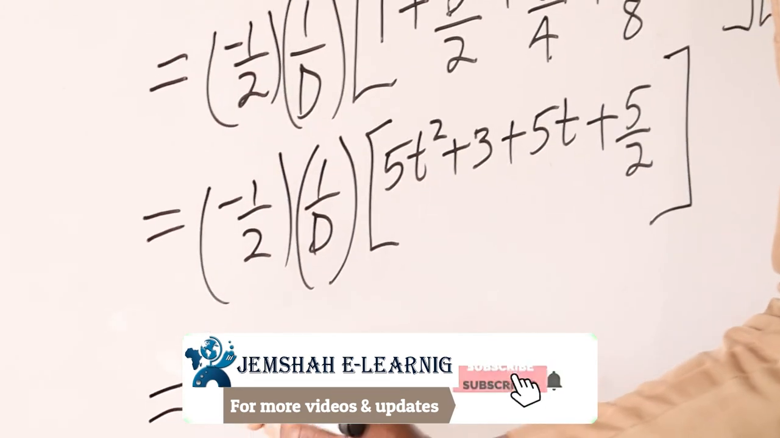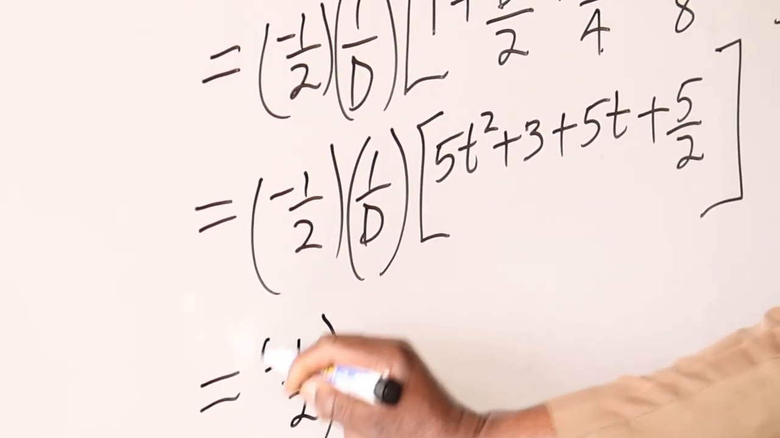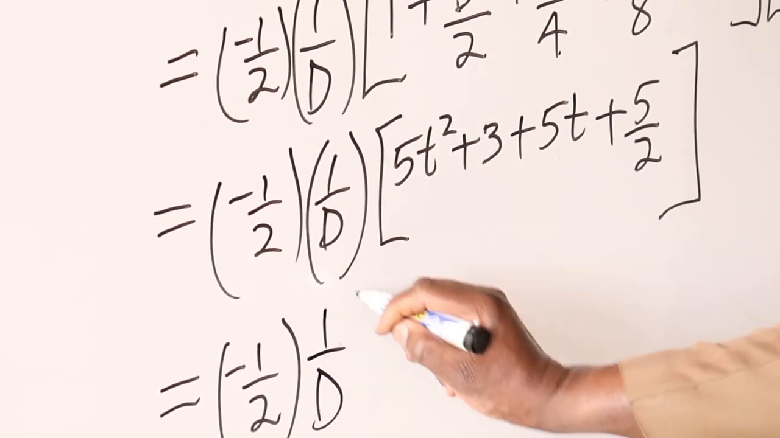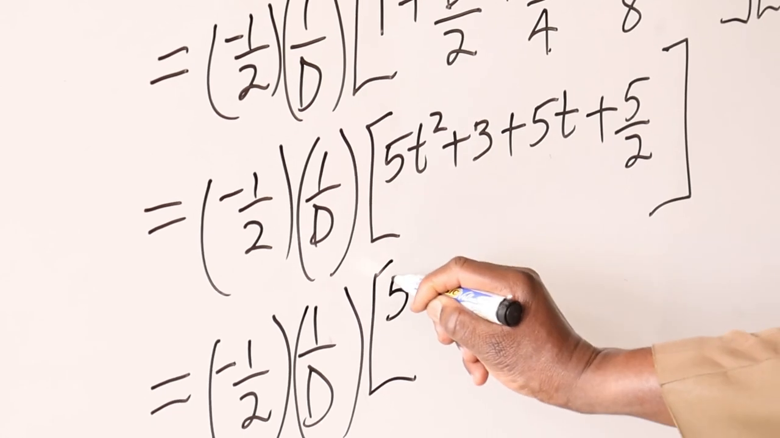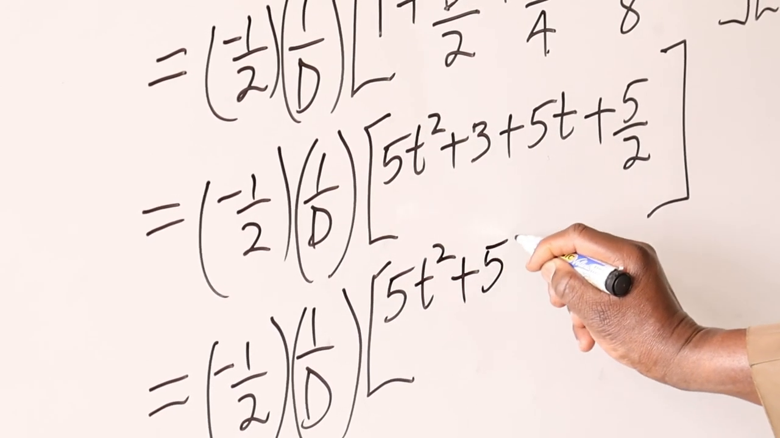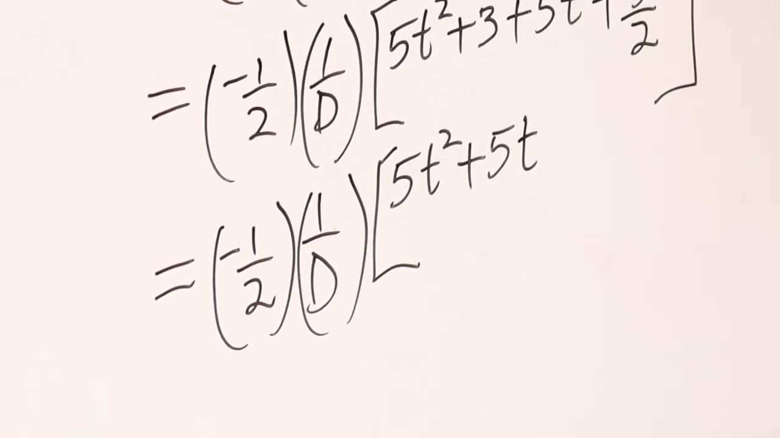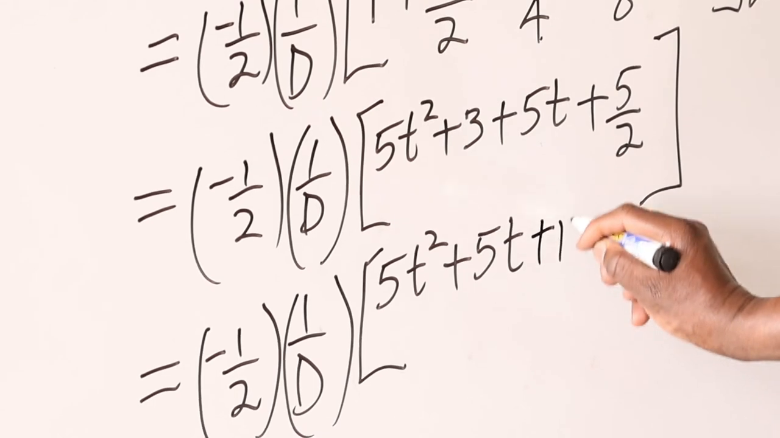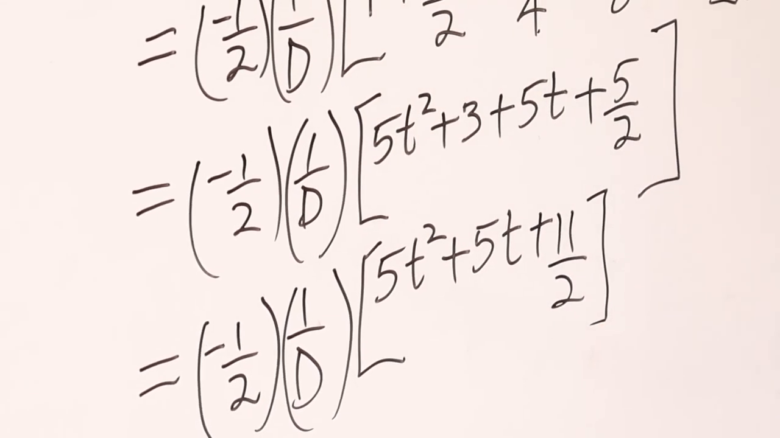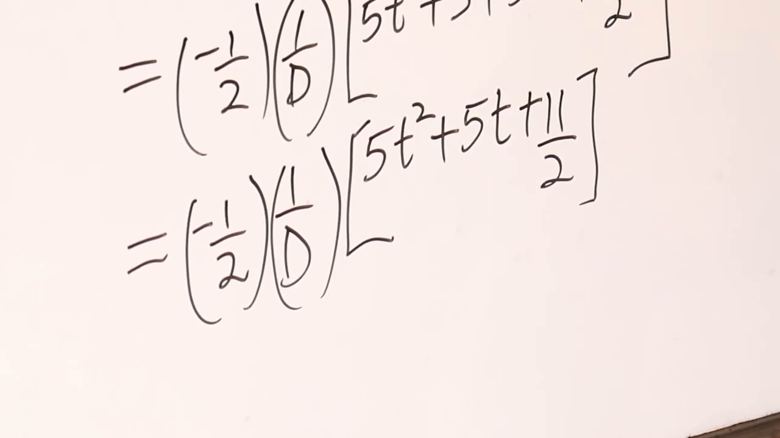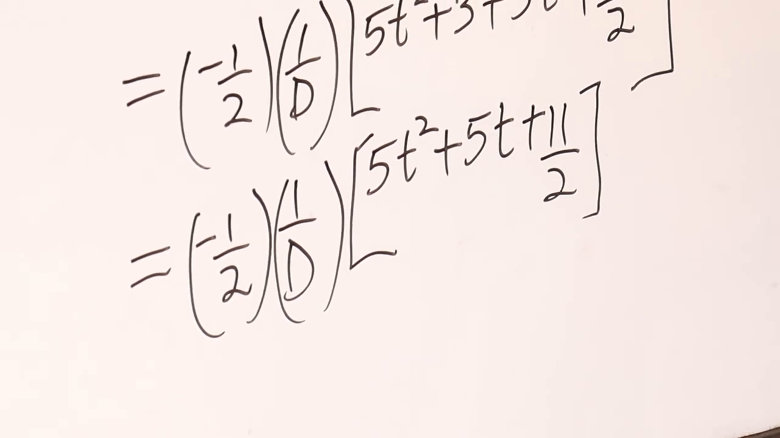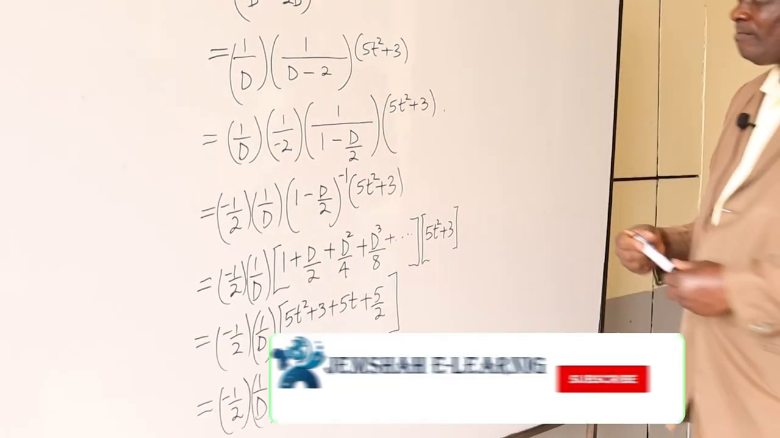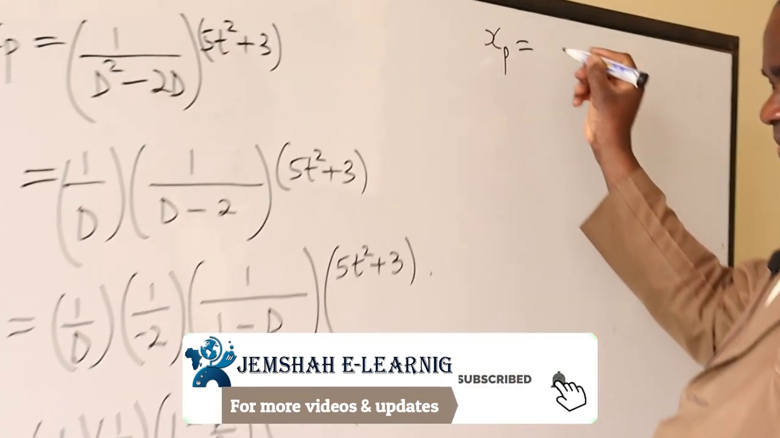So this one will now be equal to minus a half is there. Now multiplying 1 all over d, multiplying all of this. So let's just write it first. 1 over d, we simplify this expression. We have 5t squared plus 5t plus 3 plus 5 over 2, this one gives us 11 all over 2. As we continue, our xp will be equal to negative a half.